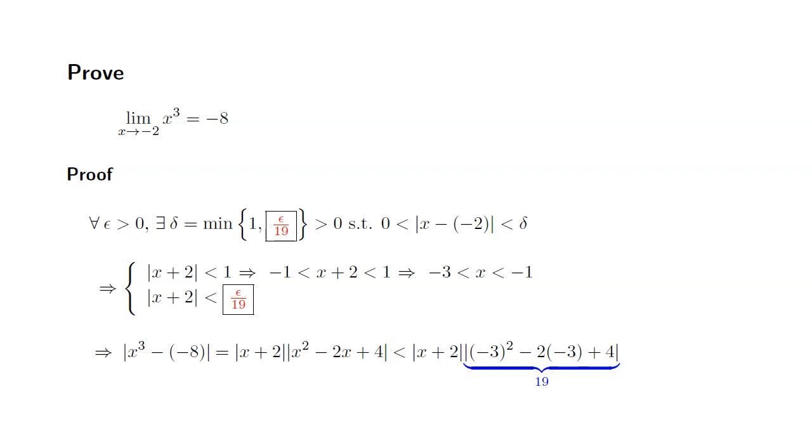Then after that, we know that this is going to be less than epsilon over 19 times 19. Obviously, you can cancel 19. Therefore, you get epsilon, right? That's it. I hope that this was clear.